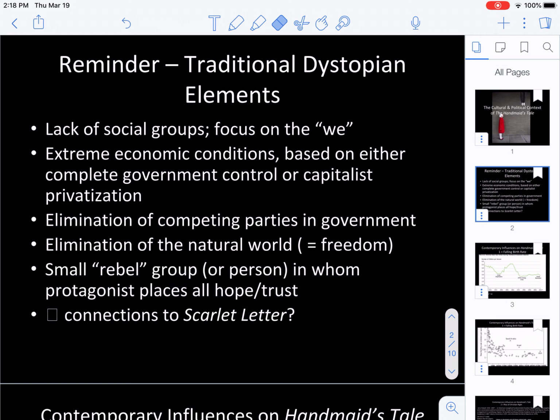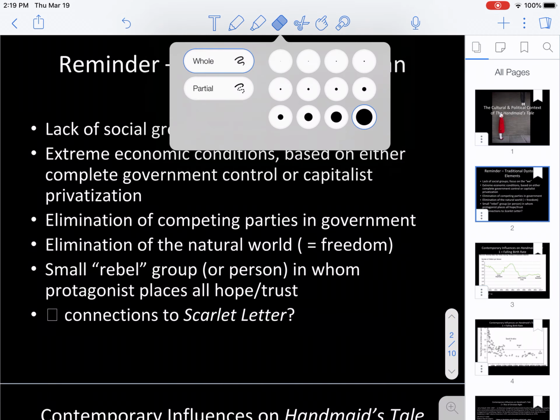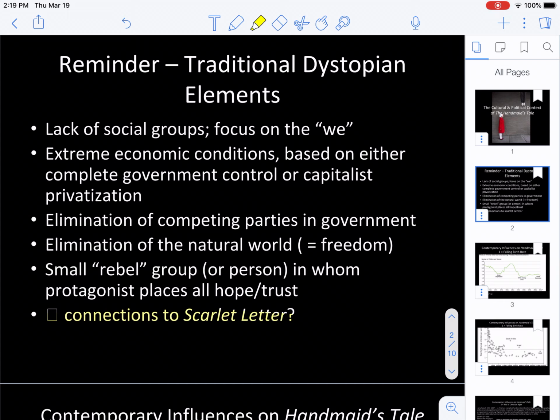And then there's usually a small rebel group, so the protagonist is going to put his or her hope in this group, who's going to try to either escape the society or destroy it. So I just wanted to point out that this has a lot of ties to the Scarlet Letter. So the Scarlet Letter is not a dystopia, but a lot of these things, the elimination of competing parties because it's theocracy, the woods are the devil, Hester is the little rebel. A lot of that fits if you want to compare and contrast the Scarlet Letter and the Handmaid's Tale as sort of competing dystopias.